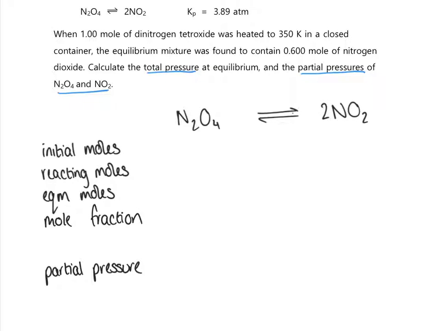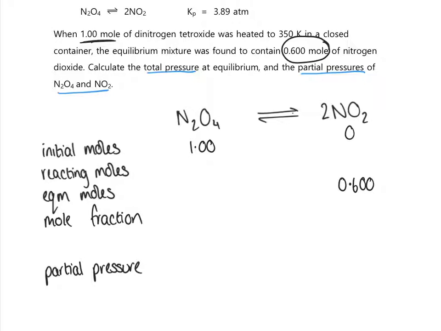So the first thing we work with is our initial moles, and we can see that initially we have 1 mole of dinitrogen tetroxide. And nitrogen dioxide is our product, so it's going to have initial moles of 0. We're told in the question then that the equilibrium moles of nitrogen dioxide is 0.6 moles. So that goes in the equilibrium moles section of nitrogen dioxide.